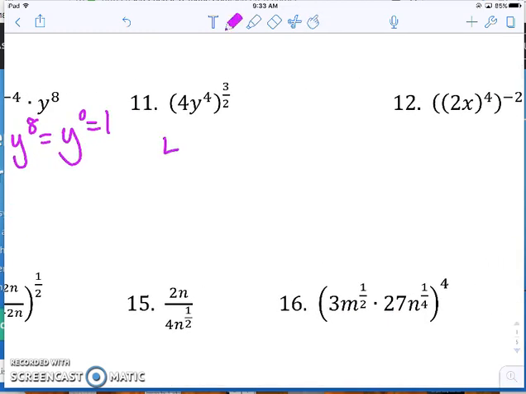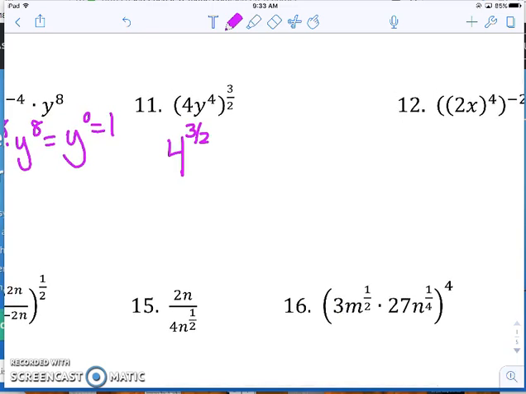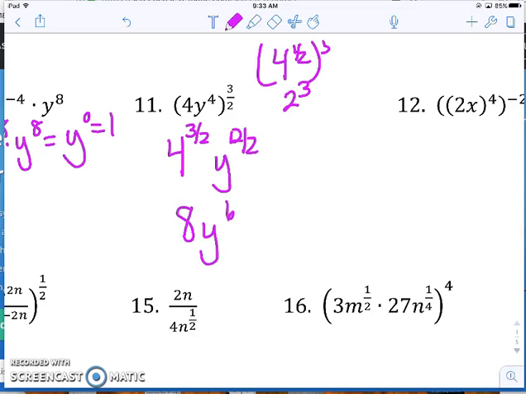So we have to distribute. So 4 to the 3 over 2 times y to the 12 over 2. Well, 4 to the 3 over 2, let's write that over here. So that would be 4 to the 1/2 cubed. So that'd be 2 cubed. So this is 8y to the 6th.